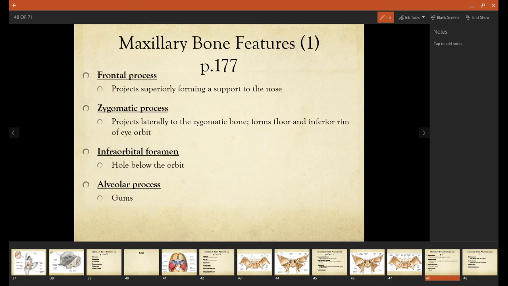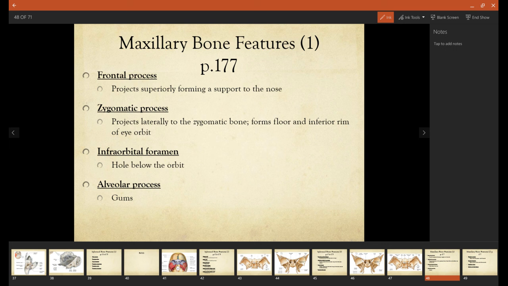Moving on to the maxillary bone, we also have a frontal process of the maxillary bone. And so this will be going up towards the frontal bone or forehead. This will be forming support to the nose, so just on the lateral aspect of the nose. On the maxillary bone, we'll also have a zygomatic process that's going to stick out to the zygomatic bone.